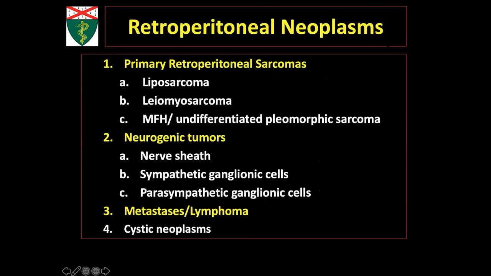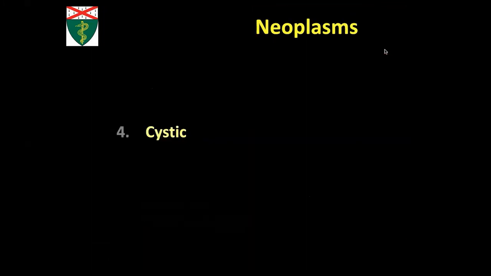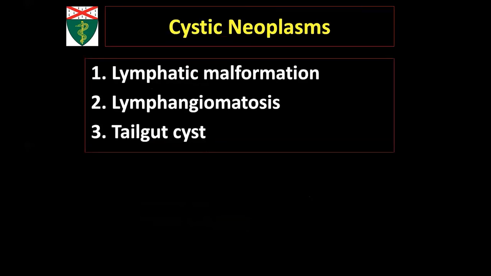We'll move on to cystic neoplasms now. And you know, just like solid neoplasms, there are lots of different varieties of cystic neoplasms. I'm only going to go through these three because they're relatively common, I would say. But again, the list is exhaustive.